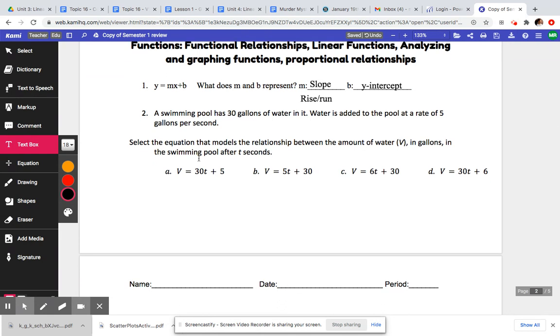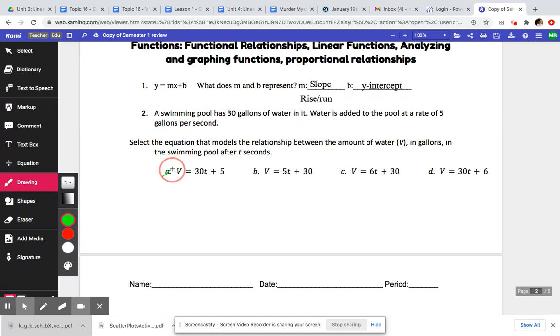Two, a swimming pool has 30 gallons of water in it. Think about y-intercept. That's our starting point. It's already at 30 gallons of water. Water is added to the pool at a rate of 5 gallons per second. Because we know our pool is starting at 30, it has to be B or C. It can't be A and it can't be D because those aren't a plus or minus 30. So we can cross that out. Now we're looking at B and C.